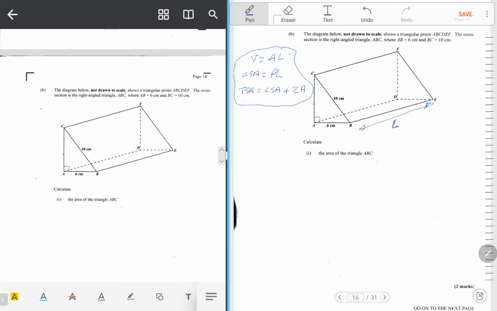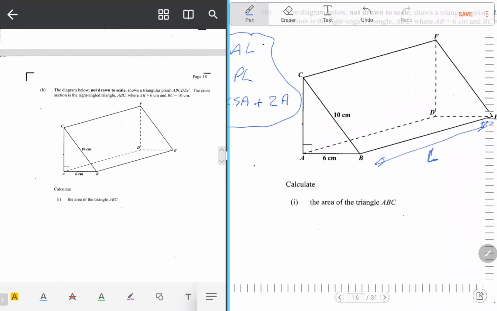So anyway, this question wants us to calculate the area of the triangle. If you look at the triangle, it's a right angle triangle, and it gave us two of the sides. They gave us 6 and 10. That's the hypotenuse and one of the sides. Clearly, this triangle is a 3, 4, 5 triangle that has been doubled to a 6, 8, 10 triangle. If you can recognize those Pythagorean triples, you're good. It means that the side that we don't have is 8.